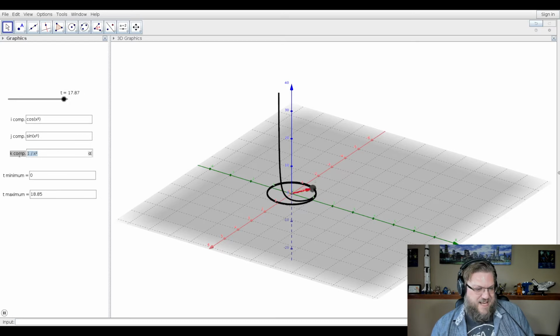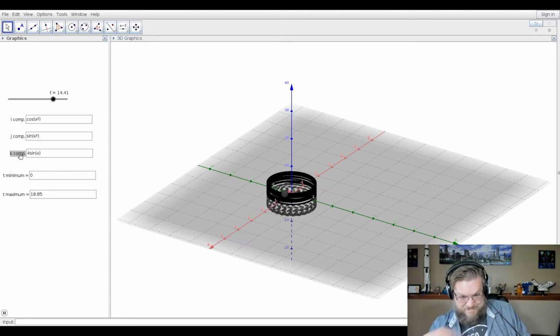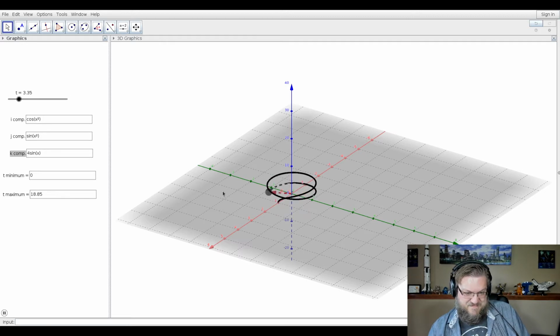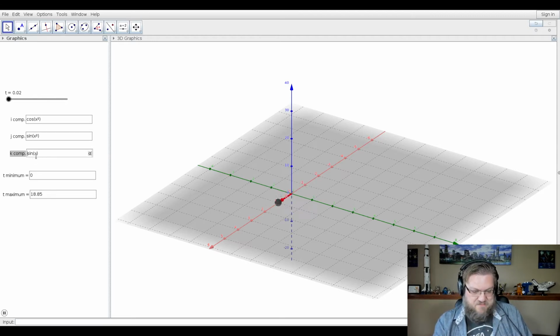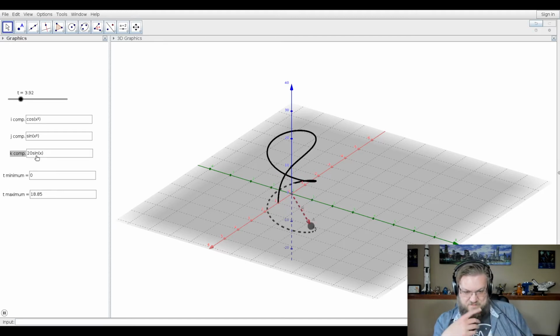Do I dare, let's put a sine. Let's put a 4 sine of x as the height. Let me stretch this out. Instead of 4, let's do, it looks like I can do 20.